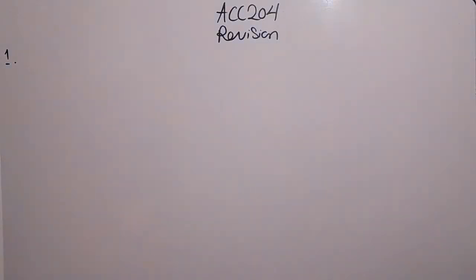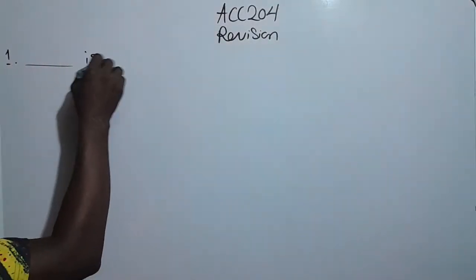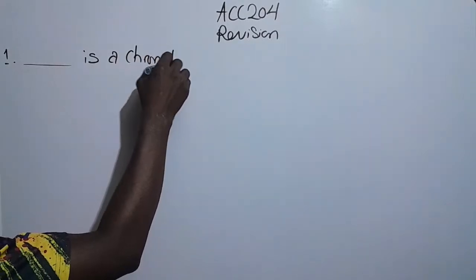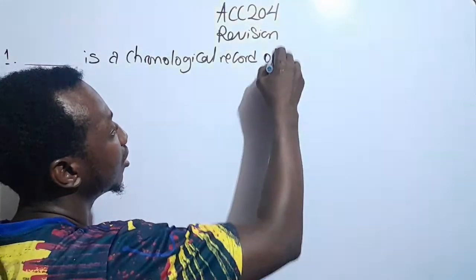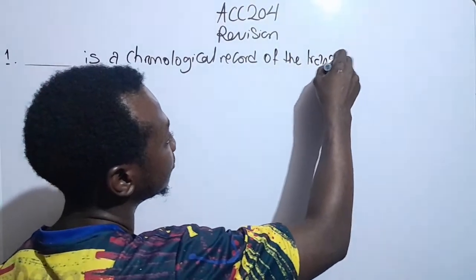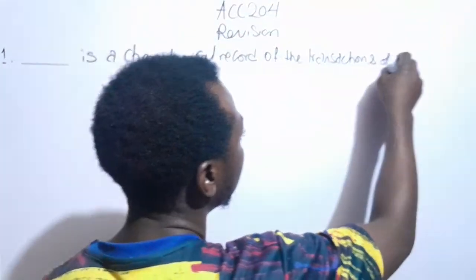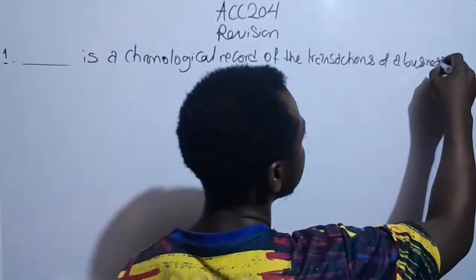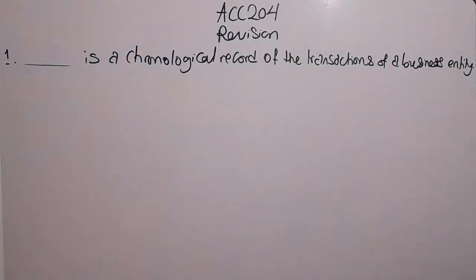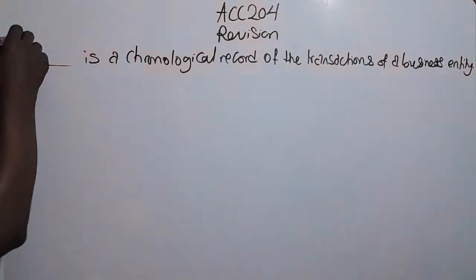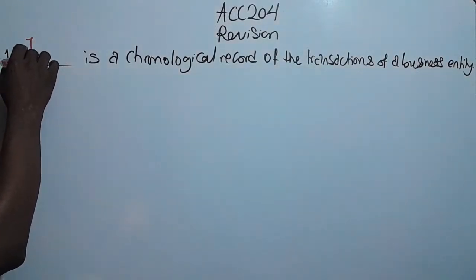Dash is a chronological record of the transactions of a business entity. Awesome. We have that as journal.